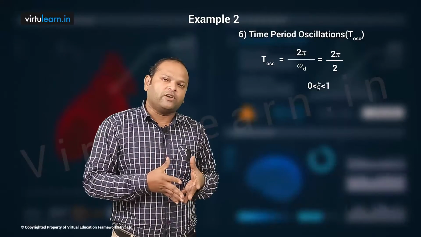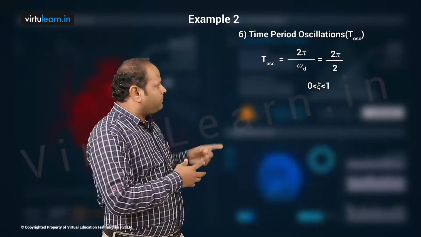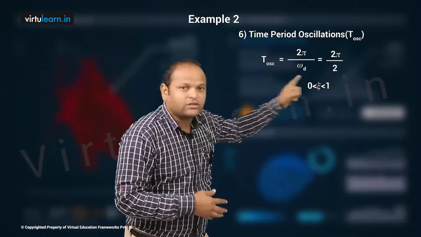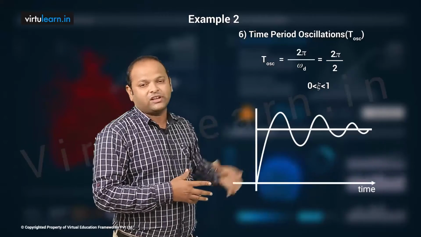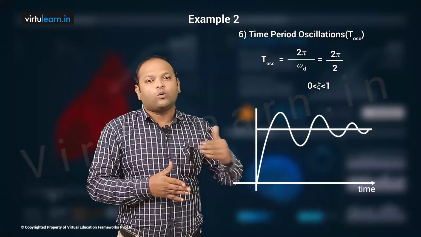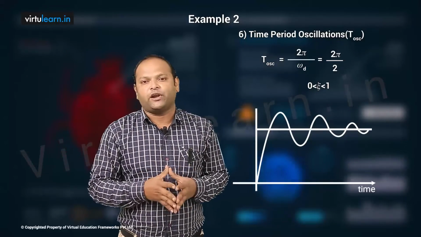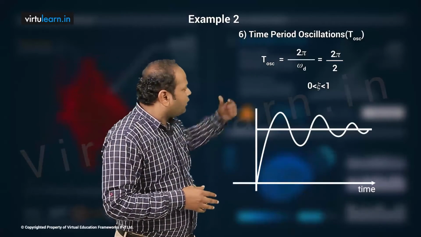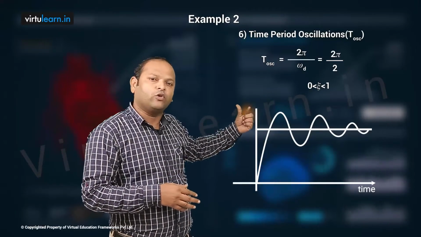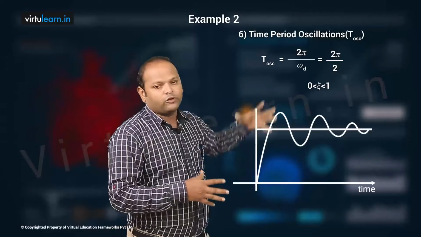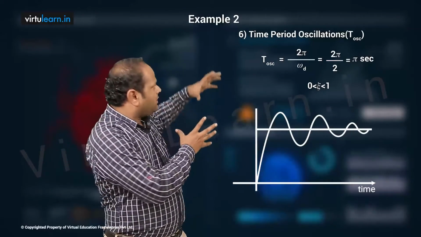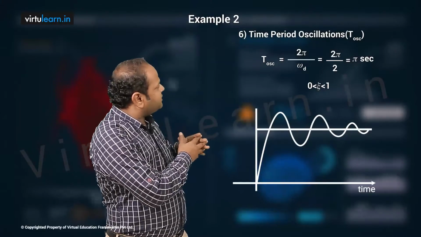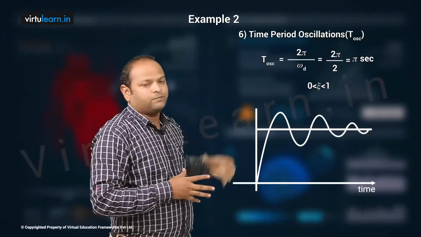We know time period of oscillations. The underdamped system has the response like this, which is oscillating, and one over the oscillation frequency will be the time period of oscillations. So Tp we have 2 pi by omega d. Omega d we know already it is 2. By substituting this, we will be getting it as pi seconds. Therefore, these are the time domain specifications of the given system.